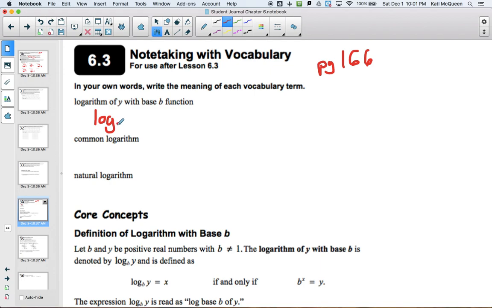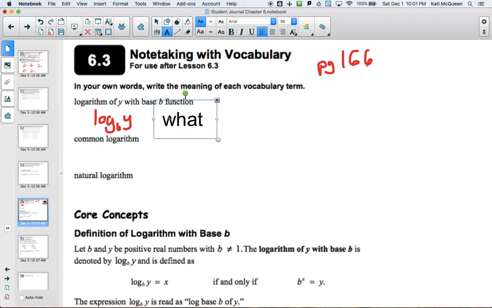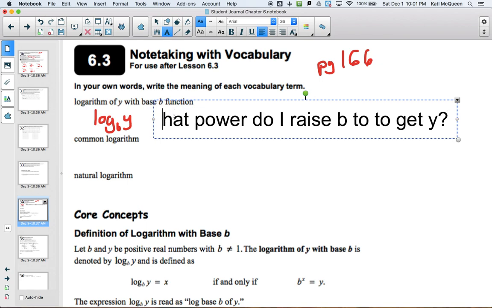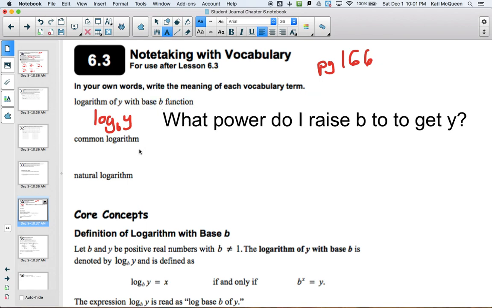log base b of y. So what I want you to start thinking of when you look at stuff like this is really asking you, what power do I raise b to to get y? Okay, so that's the question being asked here. So a log is always looking for an exponent.